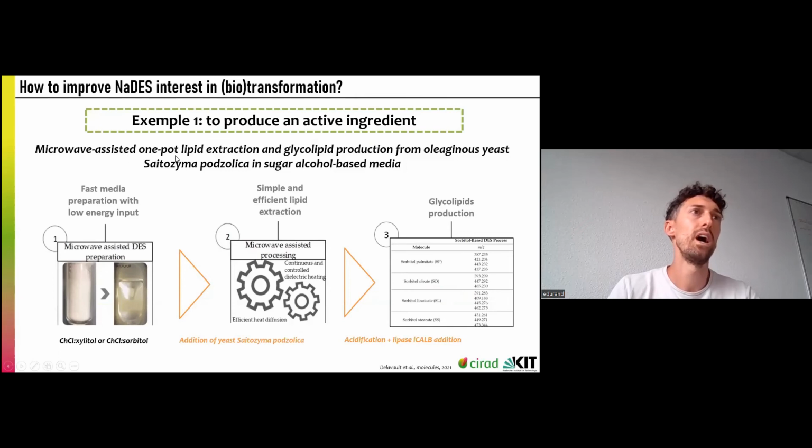So we tried microwave-assisted one-pot lipid extraction and glycolipid production from yeast in sugar alcohol-based media. In 3 different steps, the first one was a very fast media preparation with low energy input using microwave-assisted extraction, so choline-based NaDES with sugar molecules. And then we added yeast to extract the lipid from the yeast. And then with the lipid from the yeast, after acidification and lipase addition, we did a biotransformation of the lipid extracted from the yeast and the sugar present in the liquid medium to promote the formation of glycolipids.